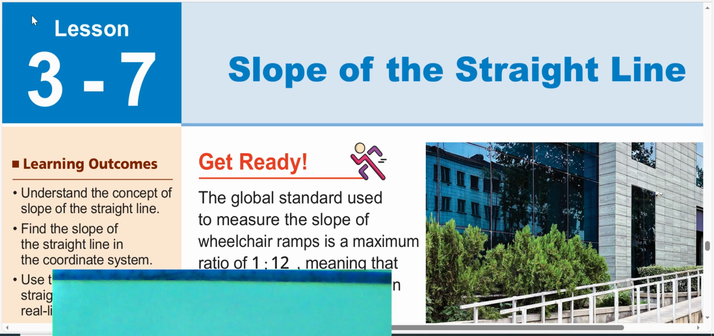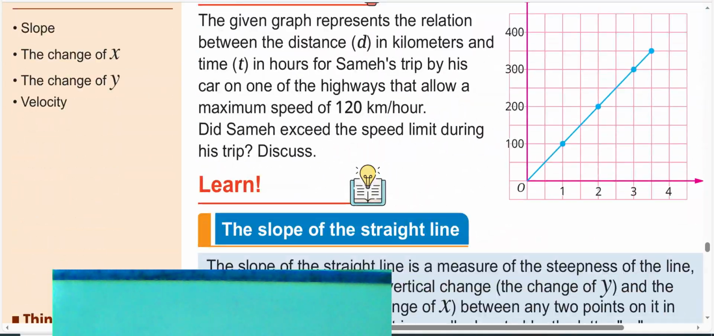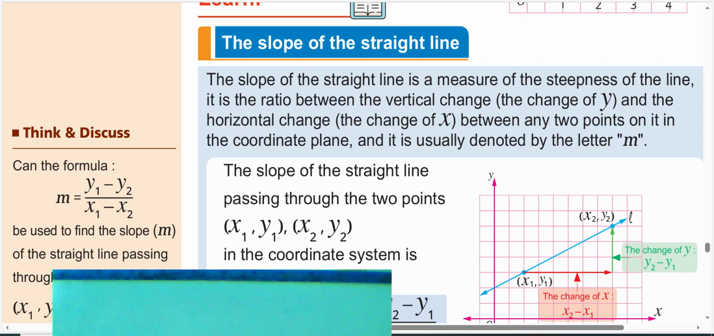Prep 2. Today we'll explain from the student's book, lesson number 7, unit 3: slope of the straight line. We can find the slope by the ratio between y2 minus y1 and x2 minus x1, the change in vertical over the change in horizontal, on the x-axis and y-axis. Like this, if we have 2 points like A and B, we can find the slope.